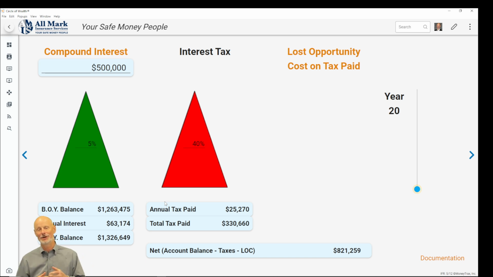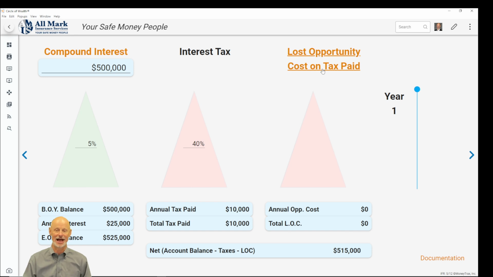So at the end of the 20 years, yes, they still have $1,326,649, but they paid $330,660 in taxes out of their lifestyle. And if you were to take that away from that, you would be down to about $1 million. But see, you have to also calculate in the lost opportunity cost on those taxes.